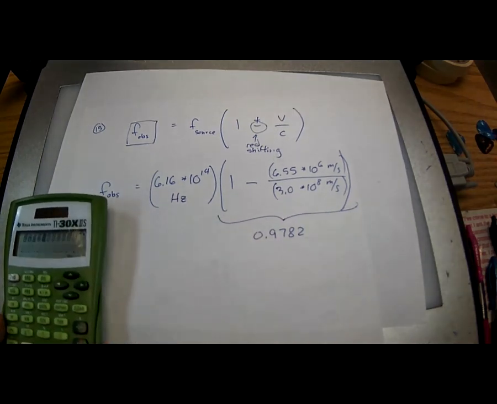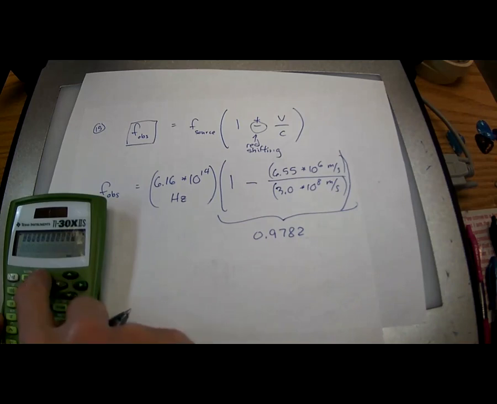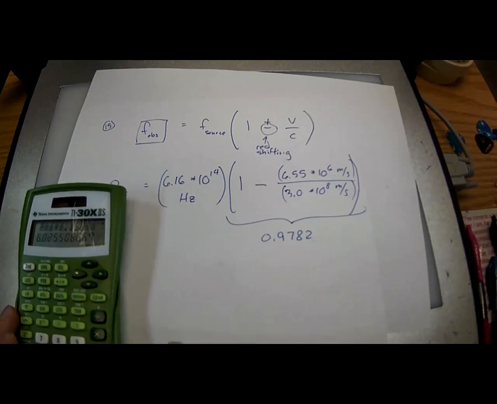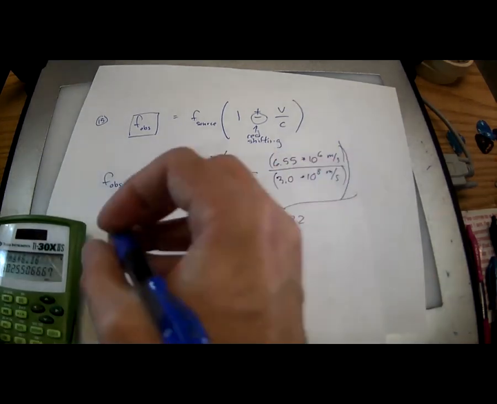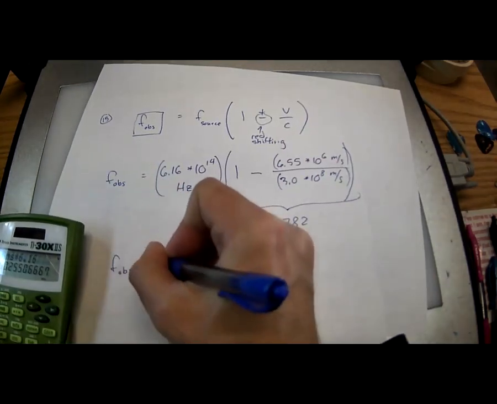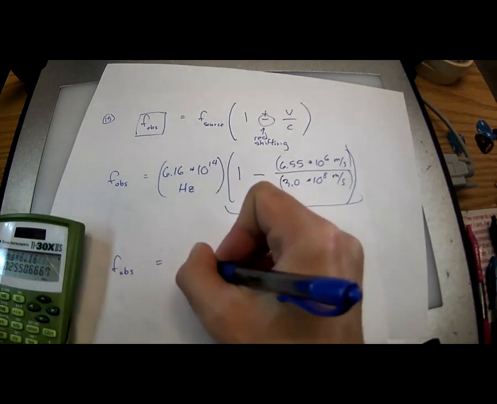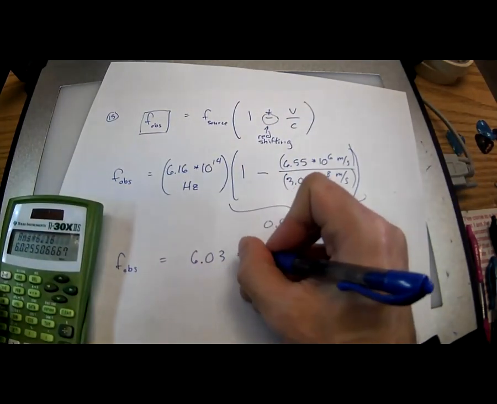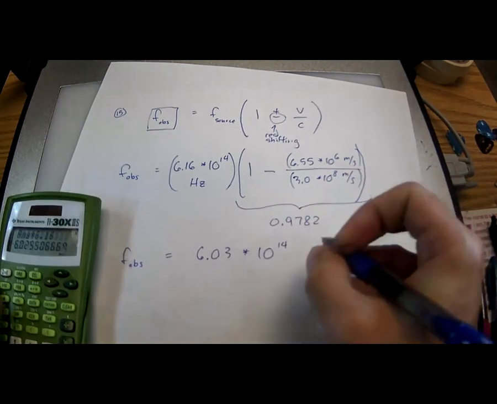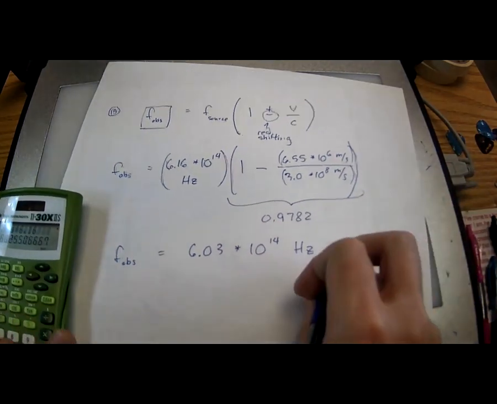So that multiplied by 6.16 times 10 to the 14 hertz. Actually, let me get rid of the 10 to the 14 part. I'll just put that in myself. Times 6.16 is 6.03. So the observed frequency is 6.03, and then I'll put back in the times 10 to the 14 order of magnitude hertz. Okay, so that's what you would see.